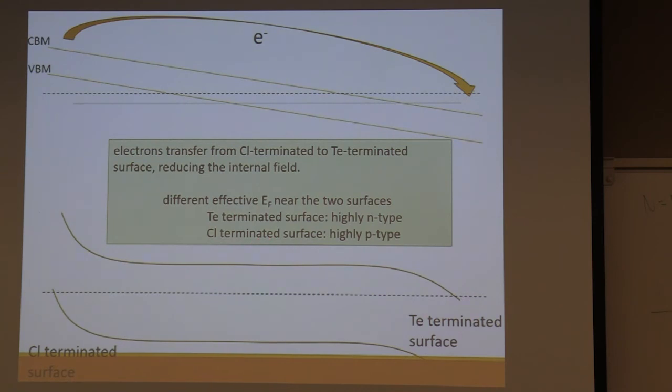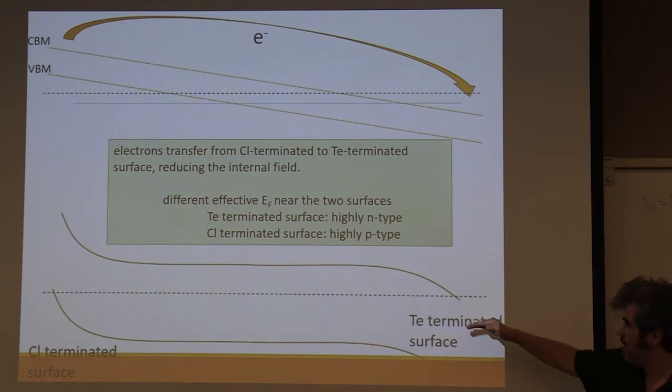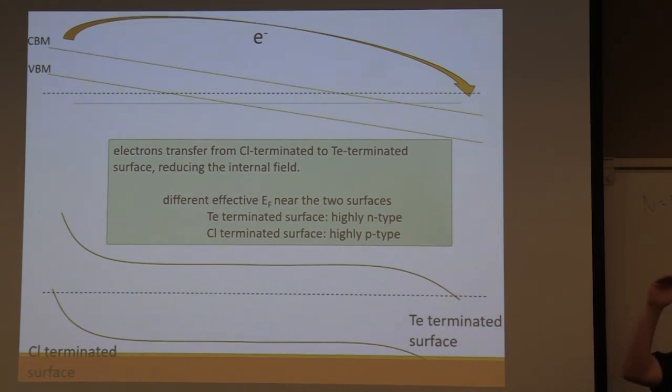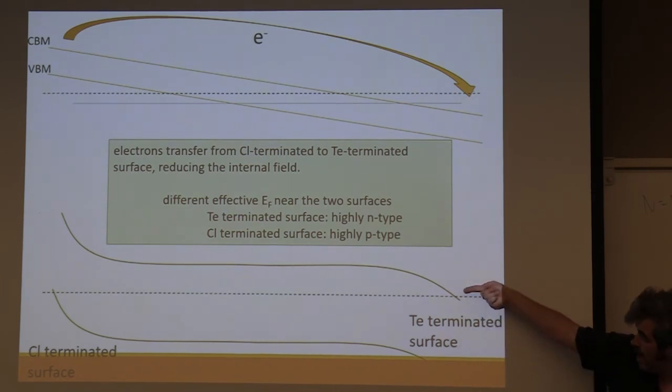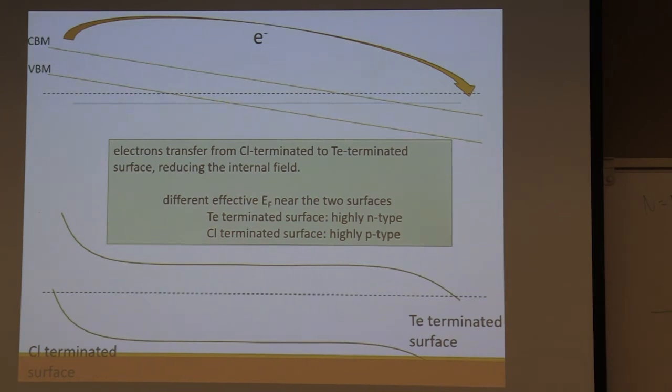So what you'll wind up with is, on the tellurium-terminated surface, the Fermi energy locally looks like it's in the conduction band. And on the chlorine-terminated surface, the Fermi energy looks like it's in the valence band. You can view it as the bands are fixed and the Fermi energy changes, or you can view it as the Fermi level's fixed, which is probably more physical, and then the band bends down. But regardless, if you're sitting here on this tellurium surface, you have free carriers because the Fermi energy is above your conduction band.